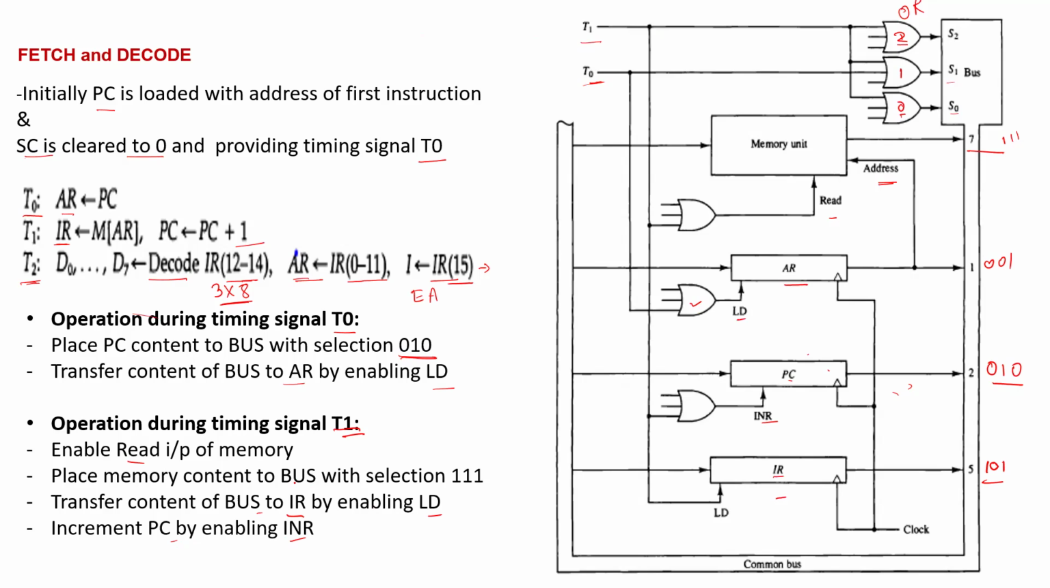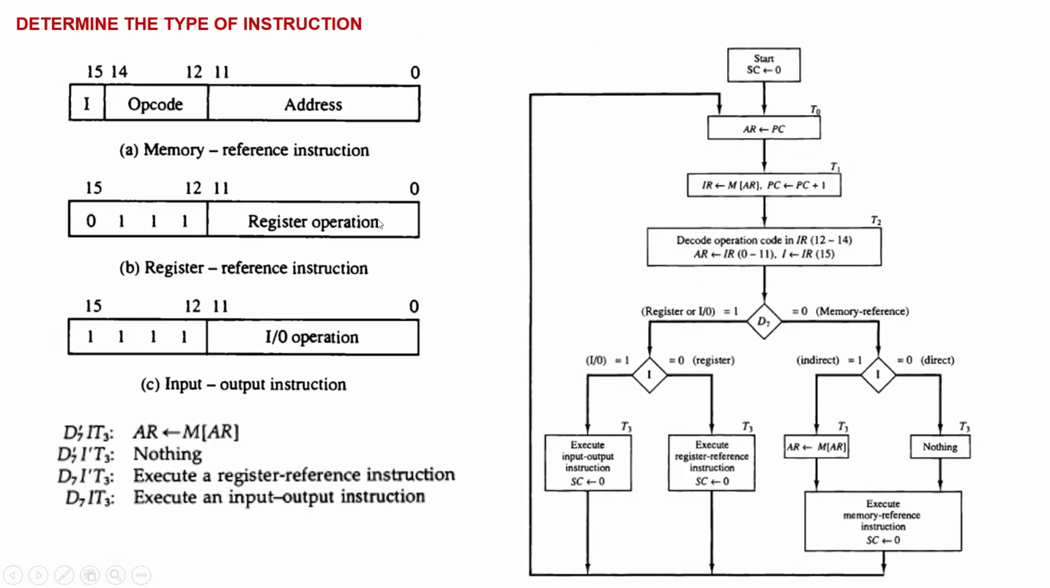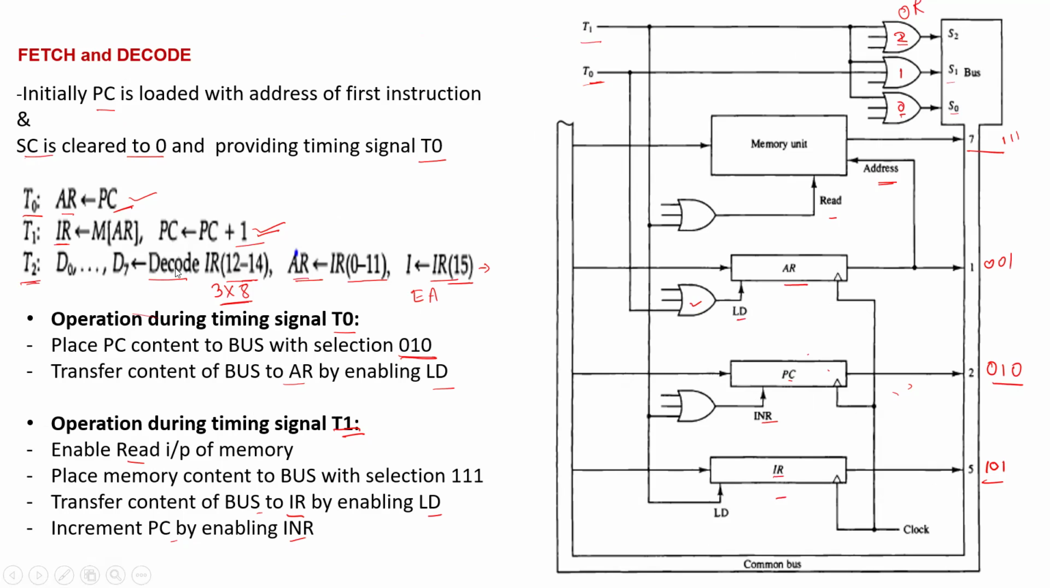So IR is what here? Increment. So this is happening during the time cycle T1, which we have seen here in the short form. The same explanation takes place here. This is during T0, this is happening during T1. Next, what is happening during T2? Here we have decoding, and again the operand is being obtained. So all this takes place during T2. Once the execution takes place, the sequence counter will be cleared and it will start again with T0.